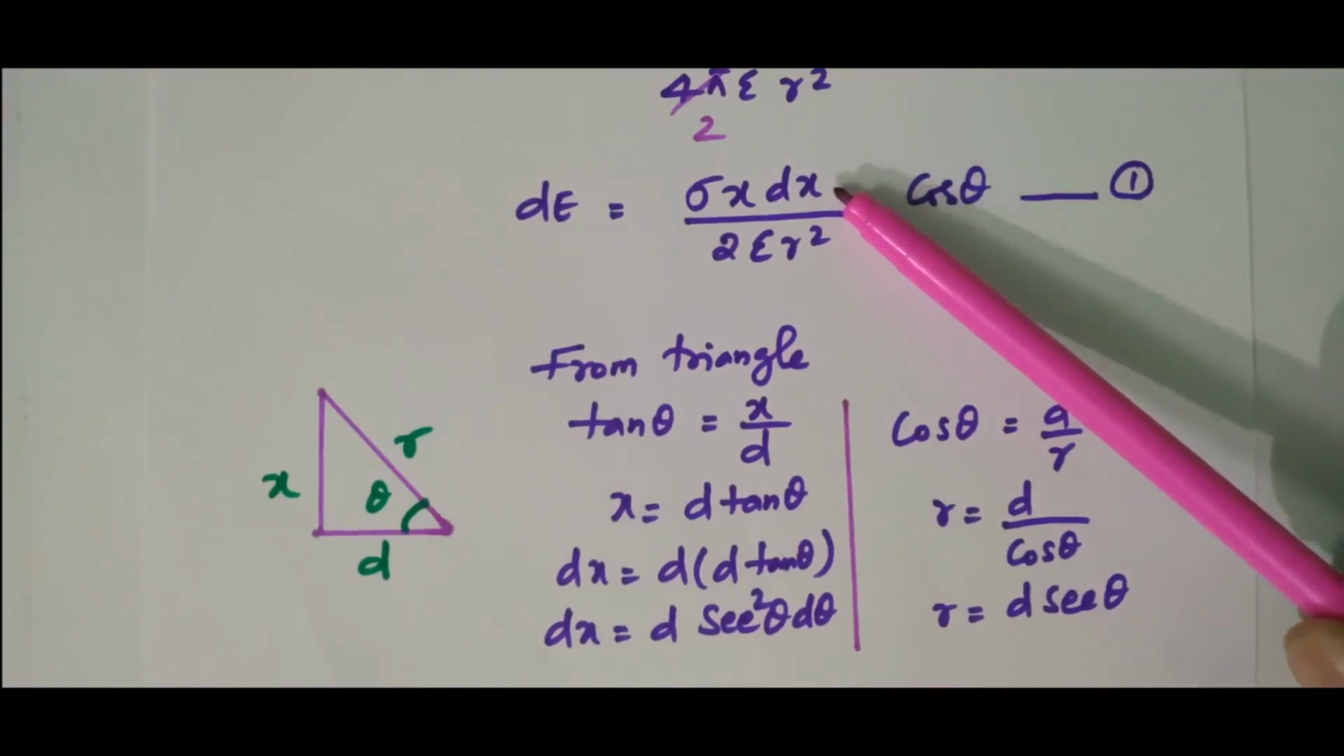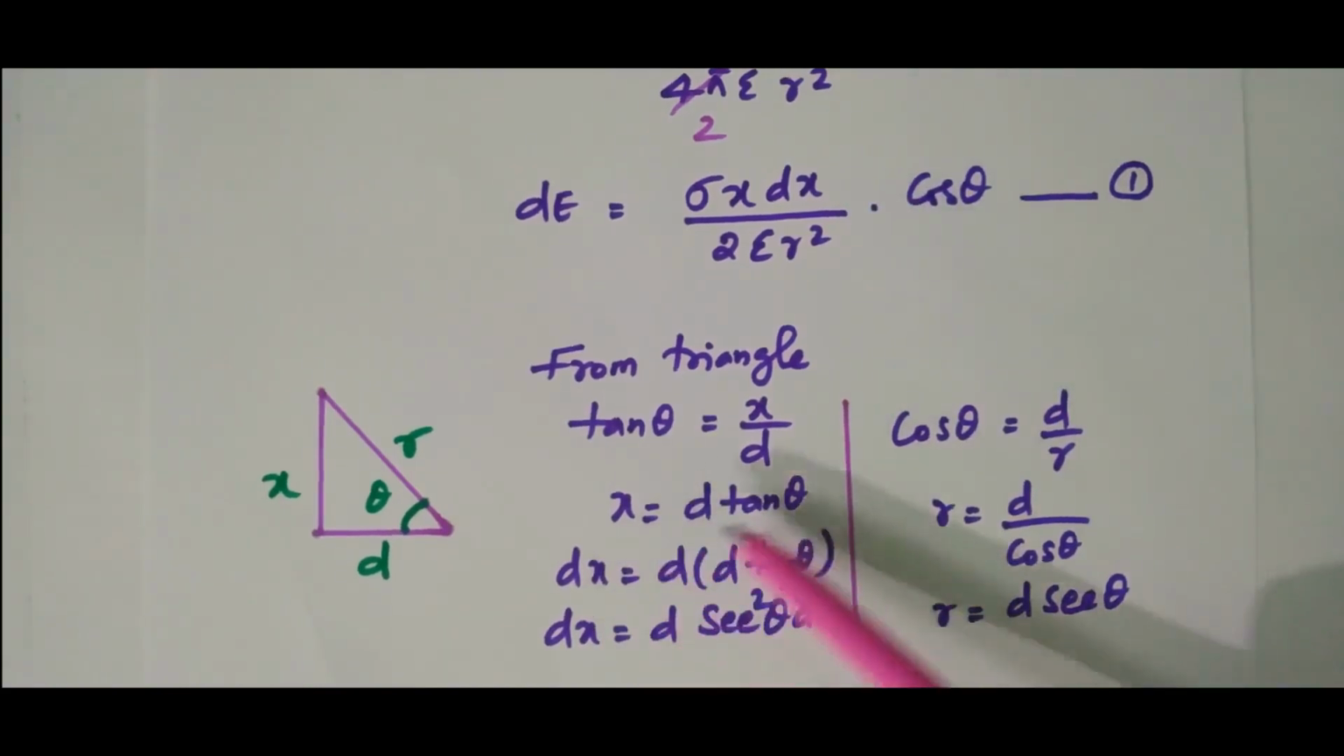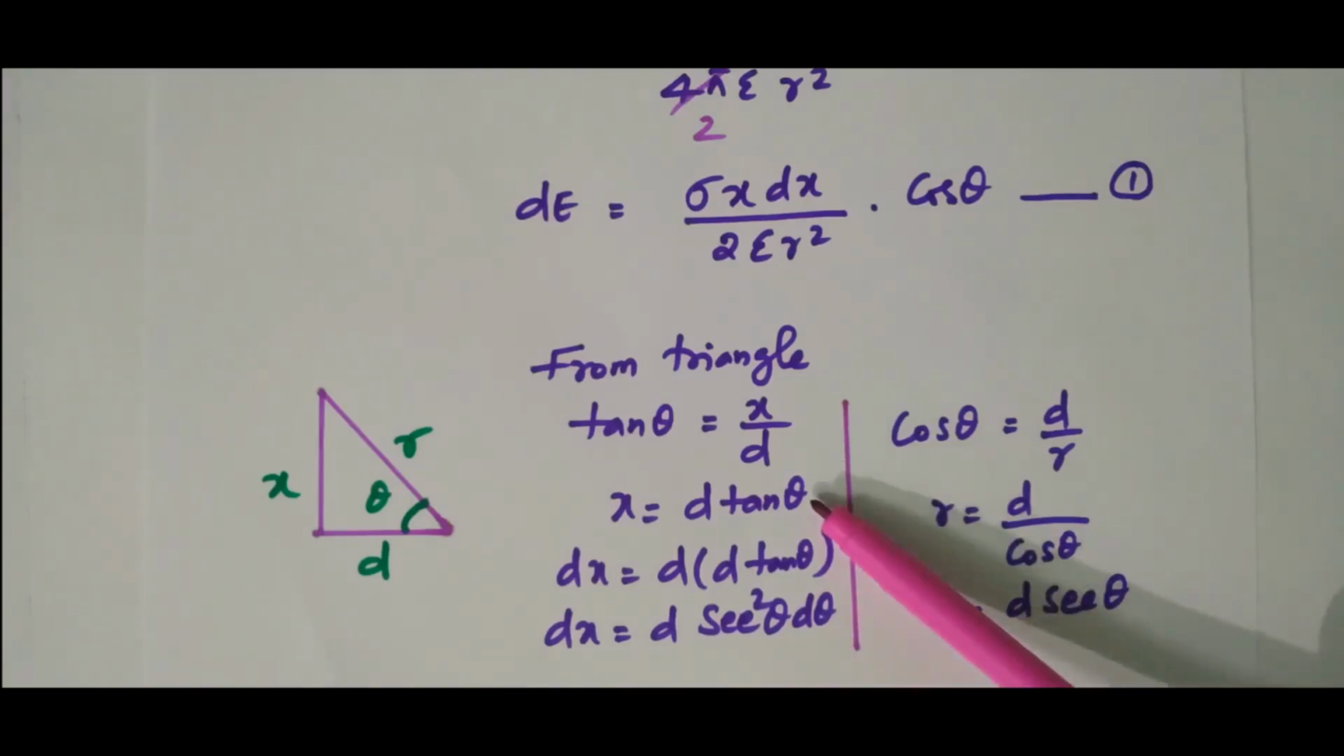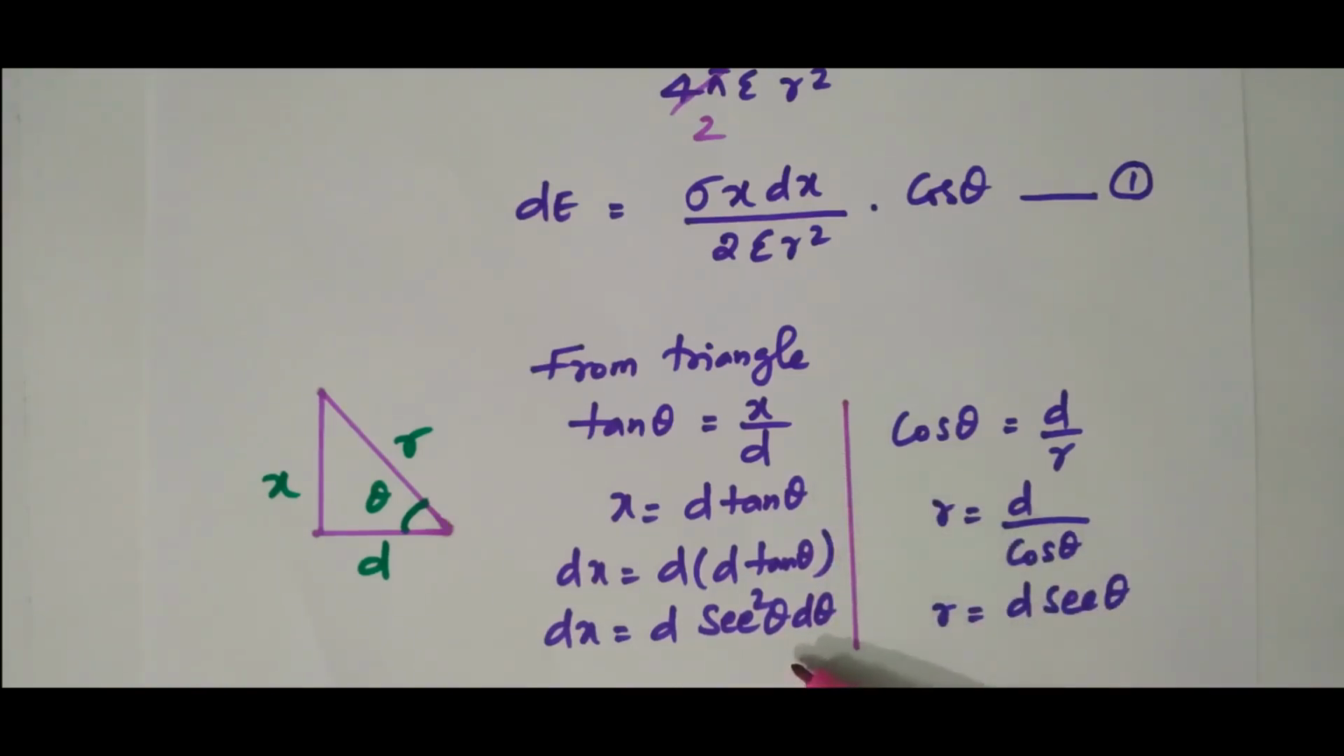We need dx also, so differentiate on both sides. dx equal to differentiation of d tan theta. Differentiation of tan theta is nothing but secant square theta into d theta. So dx will be d secant square theta d theta. So we got the expression for x as well as dx.